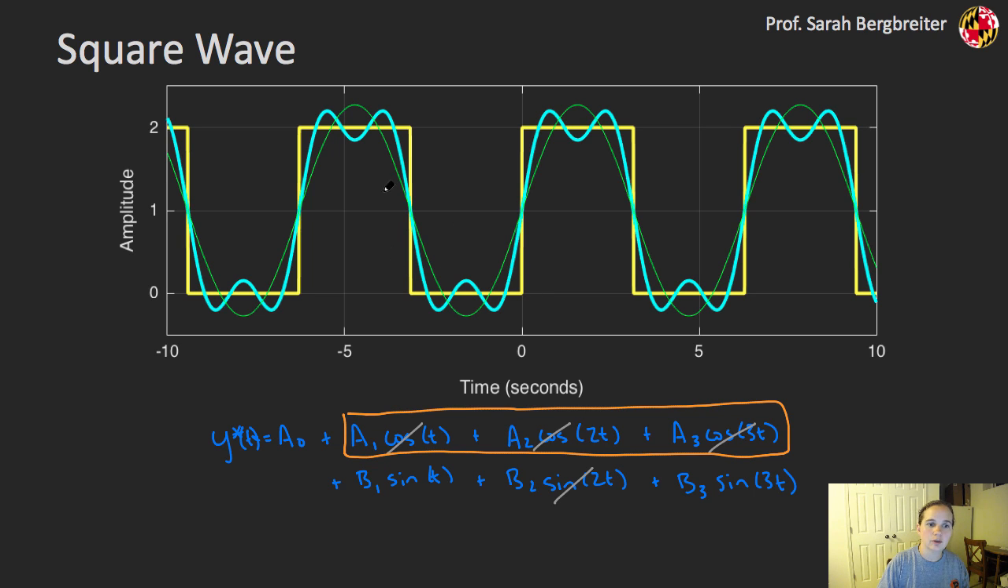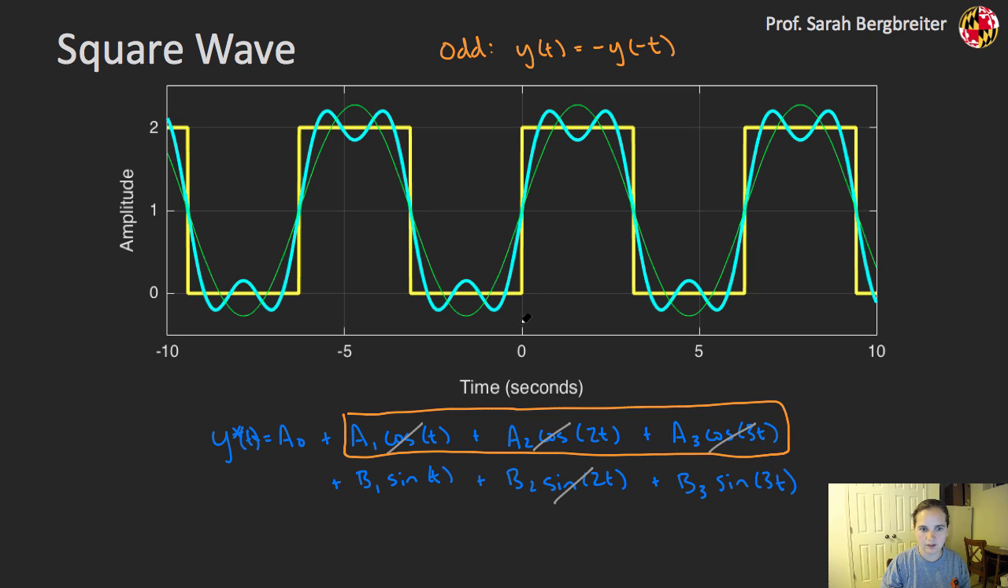Right? So my square wave is what we define as an odd function. So that means that an odd function means that y of t is equal to negative y of negative t. And so that means basically I can flip it over the x-axis and then over the y-axis.